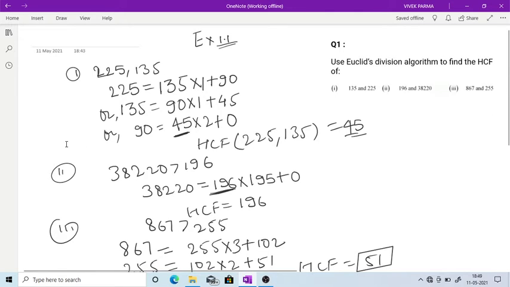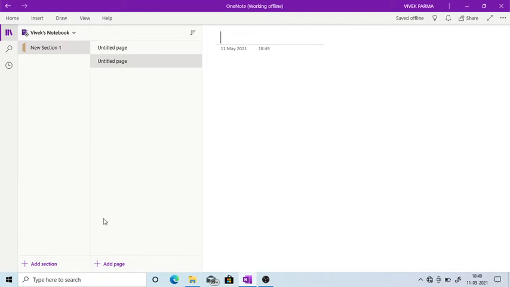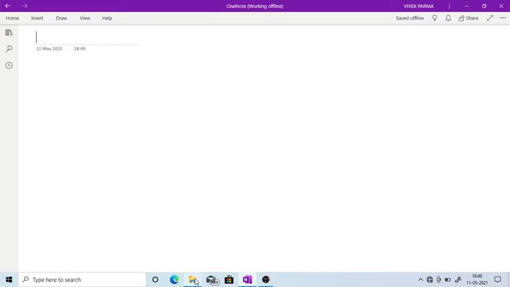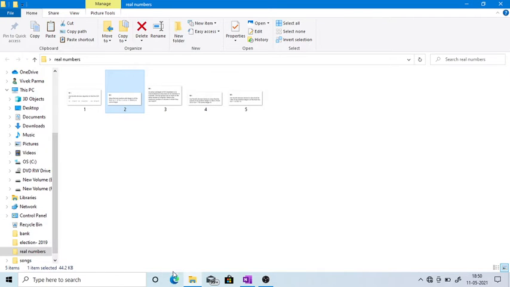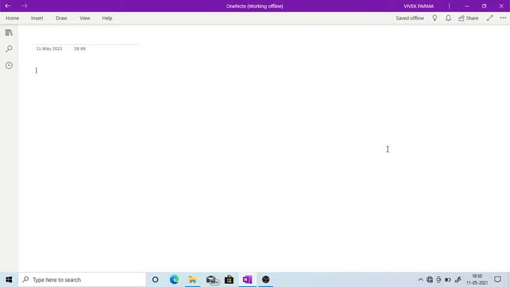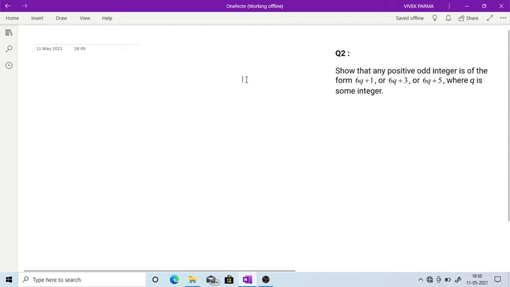So moving to another question. So let's see, prove that any positive odd integer is of the form 6q plus 1, 6q plus 3 or 6q plus 5, where q is some integer, right? Let's see how we prove this.